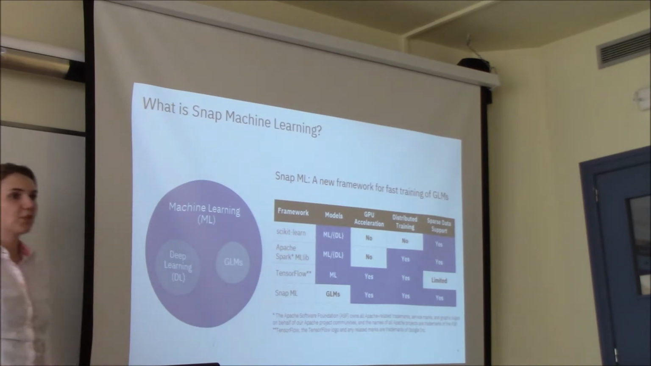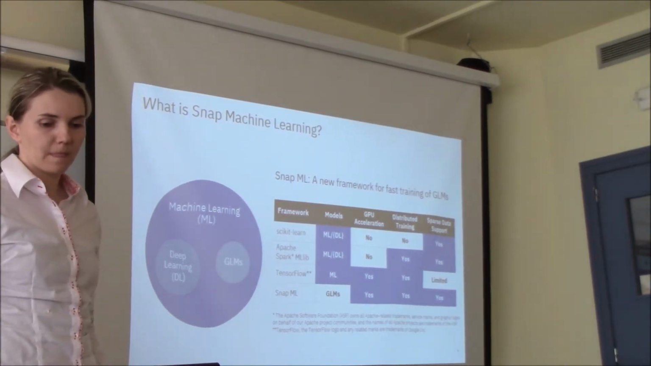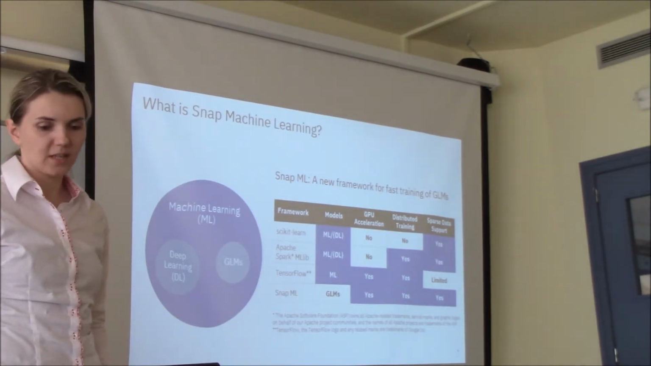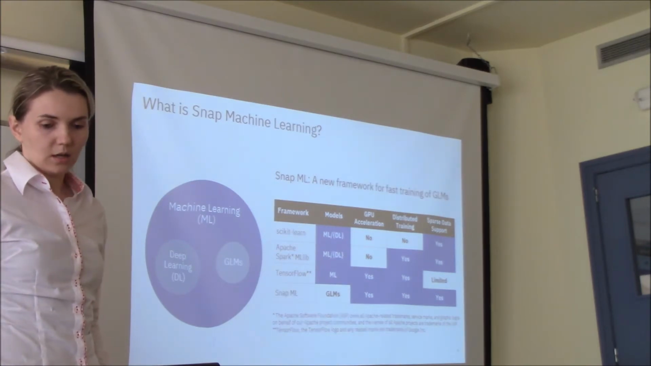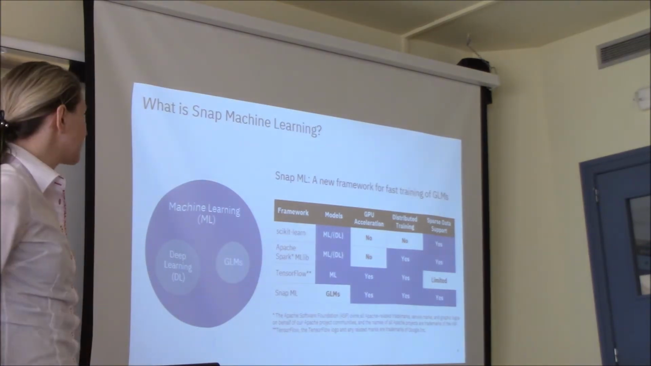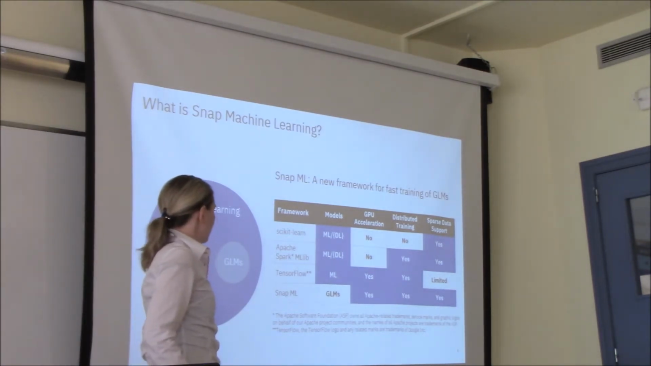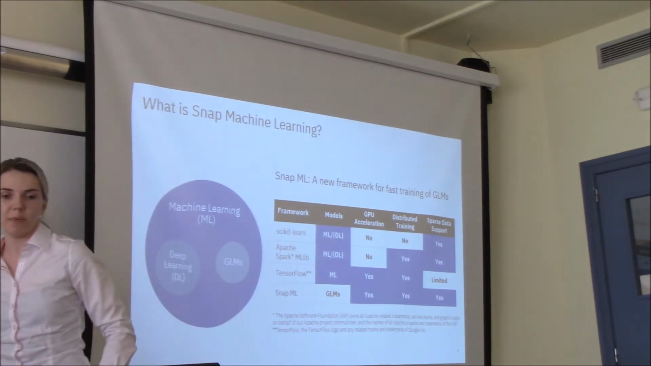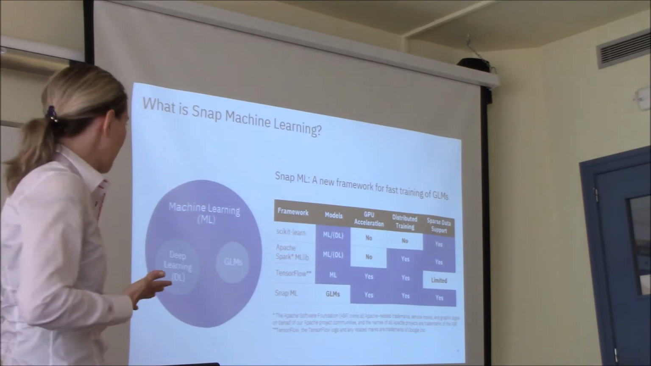So what is Snap Machine Learning? Snap Machine Learning is a machine learning software library that has been developed in IBM Research in Zurich. It enables very fast training of GLMs. Now, how does this library compare to existing machine learning libraries?